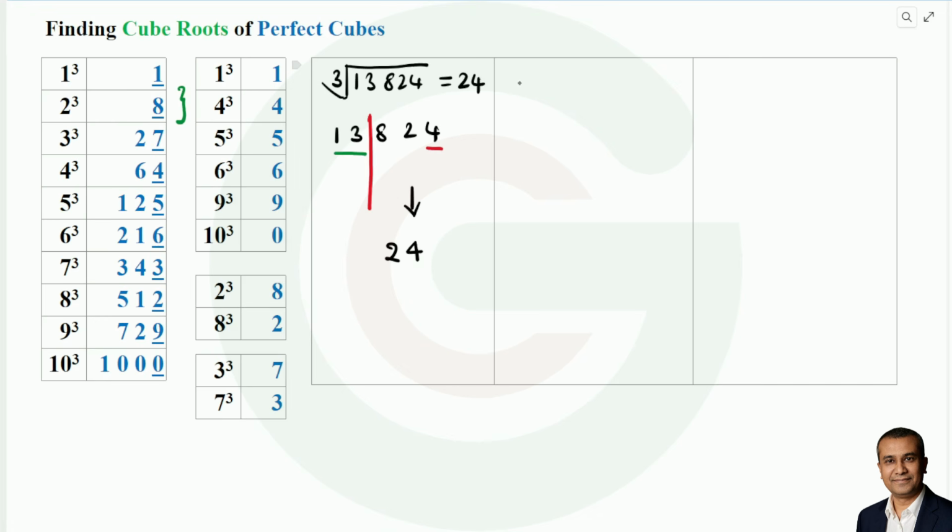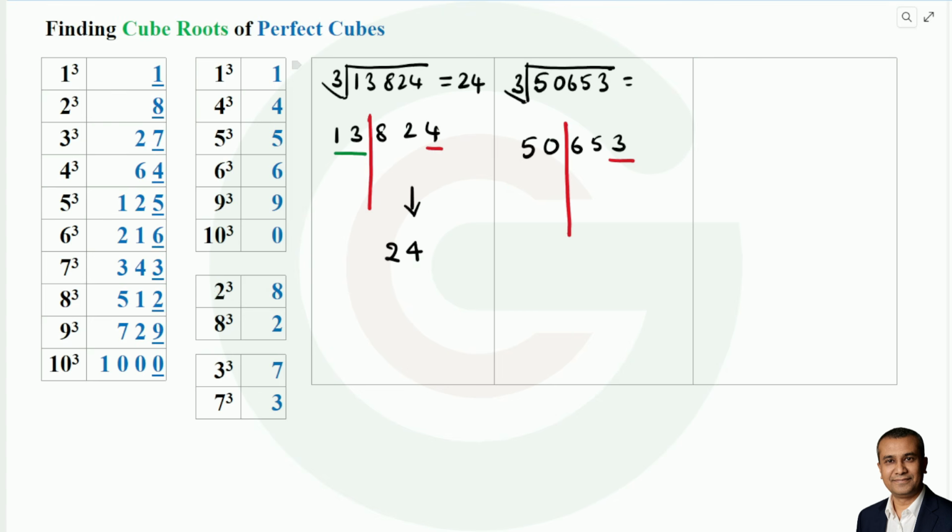Let's take another example. I need to find the cube root of 50653. Again the process is same. Let's write this number again: 50653. Now divide this into two parts. The right side should have 3 digits and remaining digits we have to write on the left hand side. Now next step is to look for the last digit. Here last digit is 3.